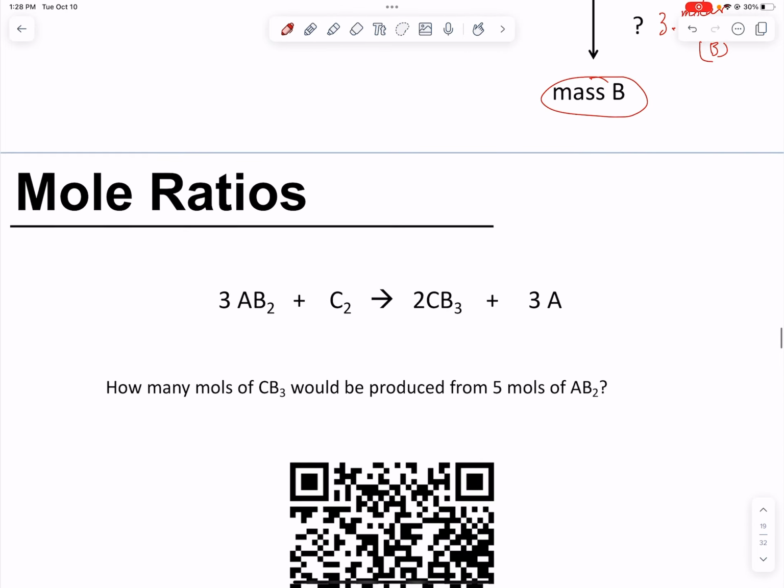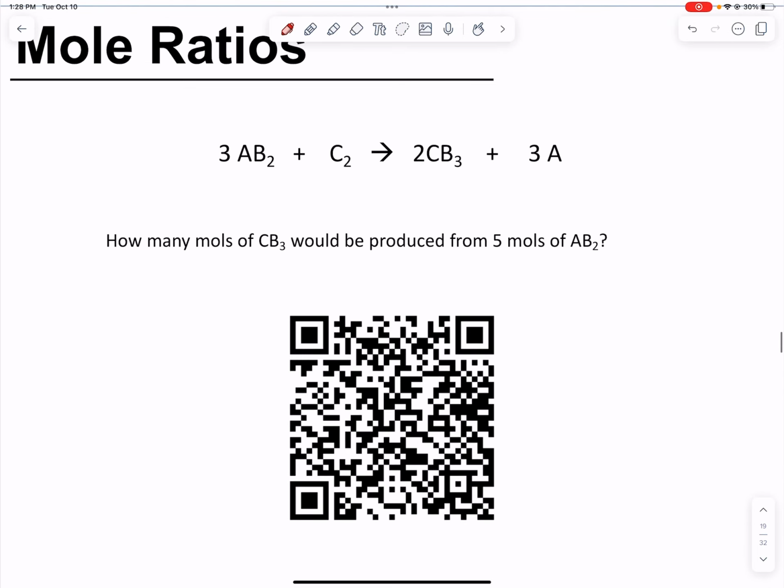So let's do a practice. Don't worry about scanning the QR code. We're just going to work this out together. 3 AB2 plus 1 mole of C2 will get us 2 of CB3 and 3 A. So the question is, how many moles of CB3 would be produced from 5 moles of AB2?